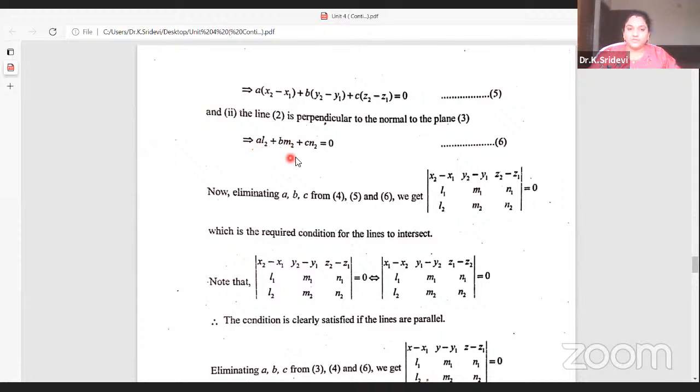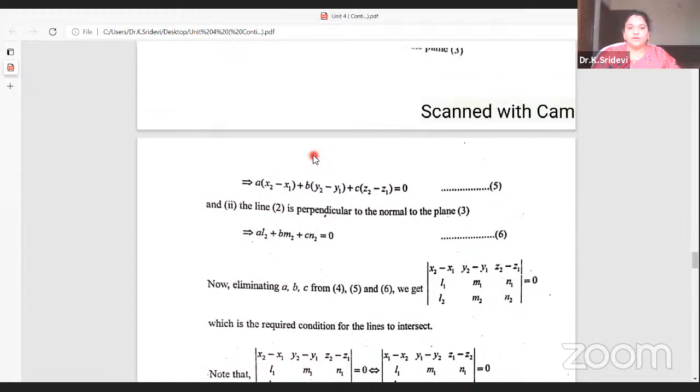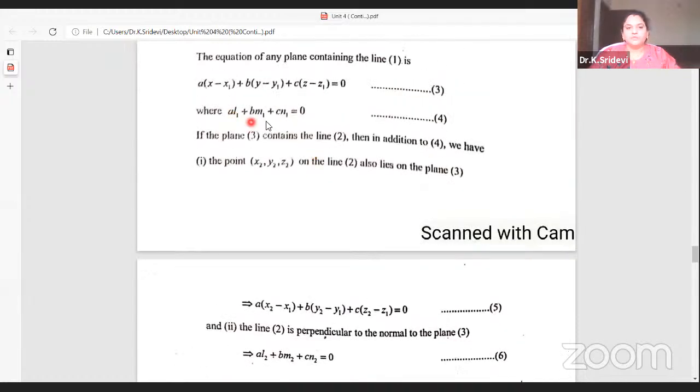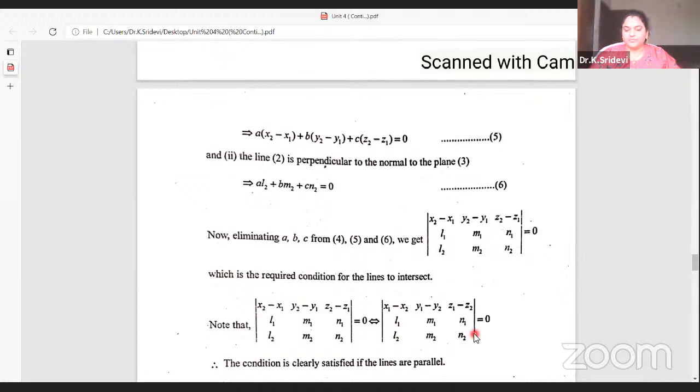Take the coefficients of A, B, C from each equation. So from this equation, the coefficients of A, B, C are L2, M2, N2. Take L2, M2, N2 as the third row. Now in the fourth equation, the coefficients of A, B, C are L1, M1, N1, so take L1, M1, N1 as the second row. And next, take the coefficients of A, B, C from this equation. What are these? x2 minus x1, y2 minus y1, z2 minus z1. Take these as the first row.